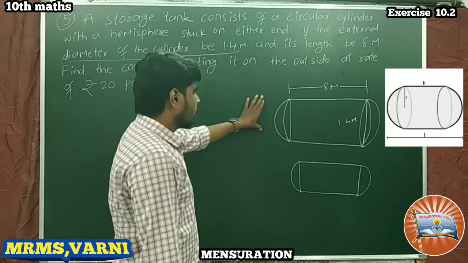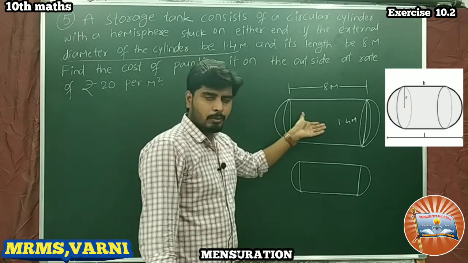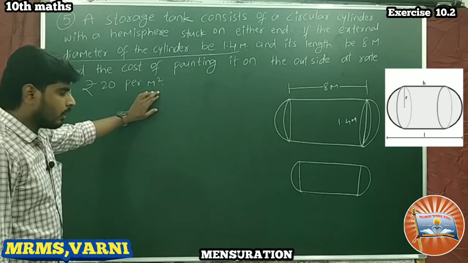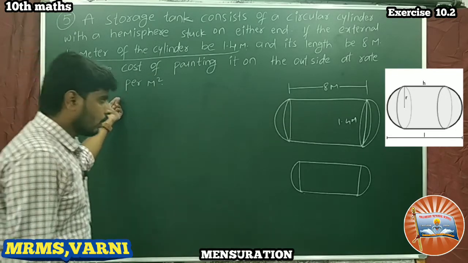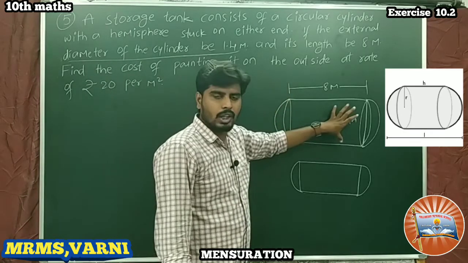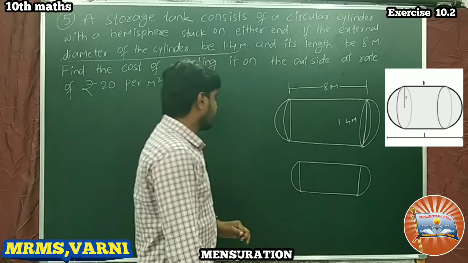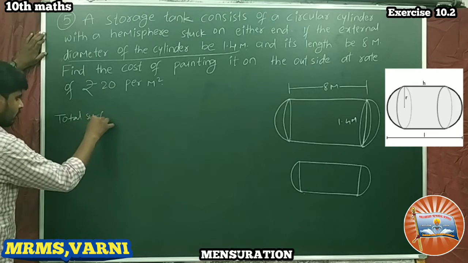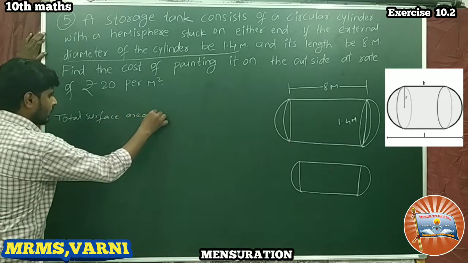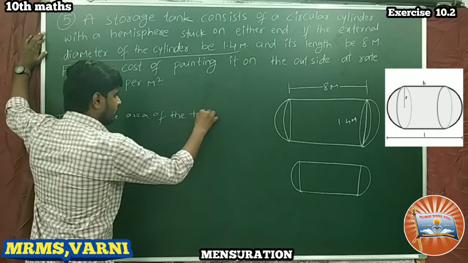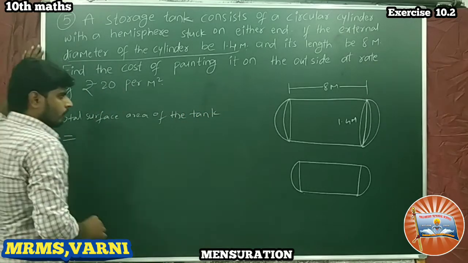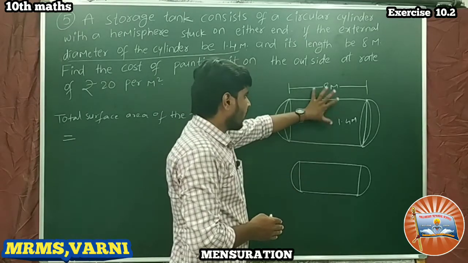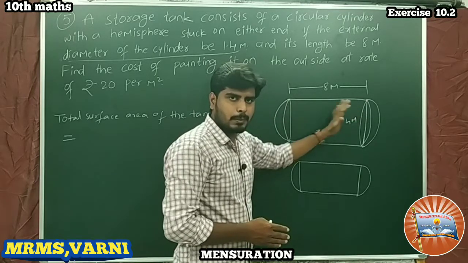Given the information, we have to find the cost of painting. For each meter square we need 20 rupees. So first of all we have to calculate the total surface area of this tank. The total surface area of the tank is equal to, so what are the figures included here? It is a combination of a right circular cylinder and two hemispheres.